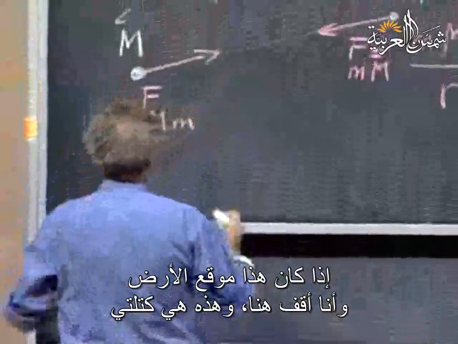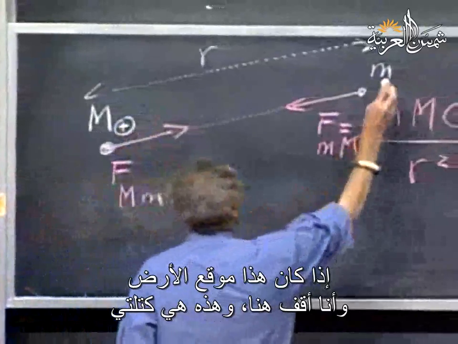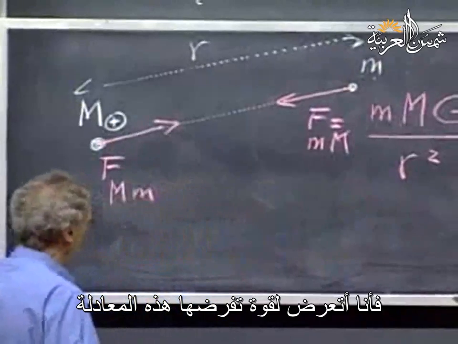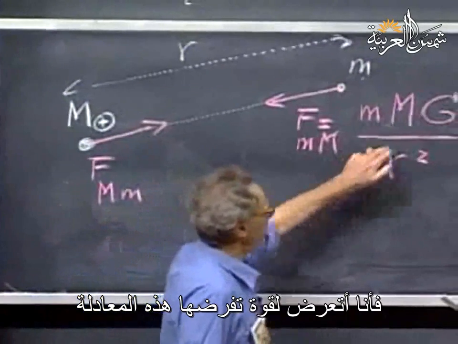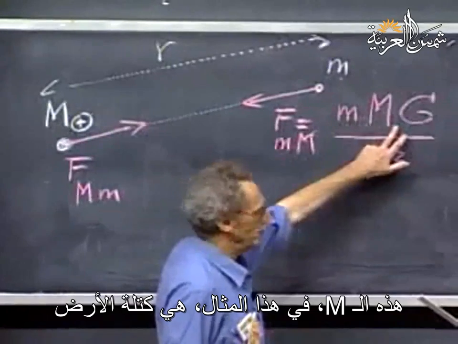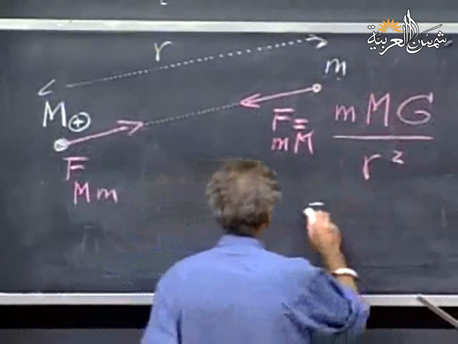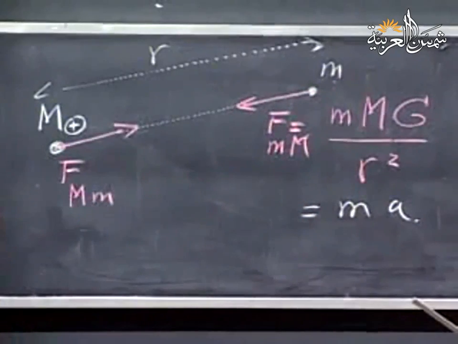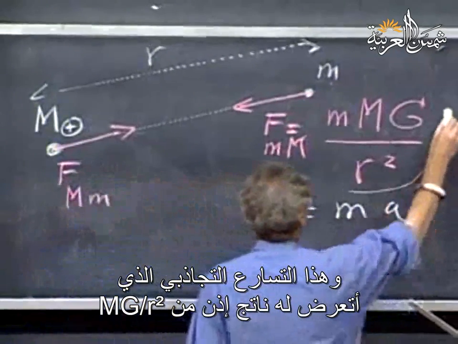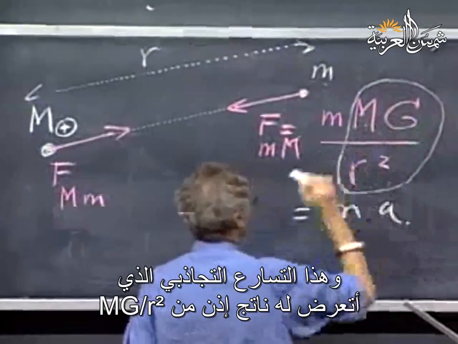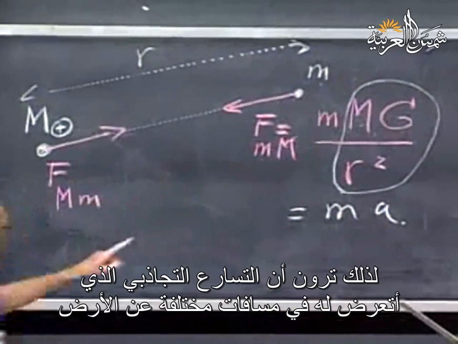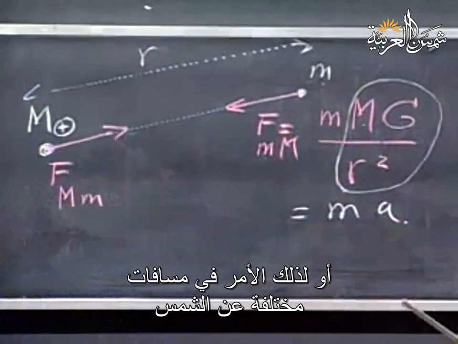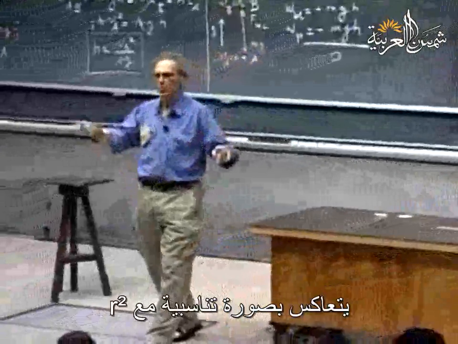If this were the Earth, and I am here, and this is my mass, then I experience a force which is given by this equation. This would be then the mass of the Earth. Now F equals ma. So if I'm here, I experience a gravitational acceleration. And the gravitational acceleration that I experience is therefore given by mg divided by r squared. And so you see that the gravitational acceleration that I experience at different distances from the Earth, or for that matter at different distances from the Sun, is inversely proportional with r squared.